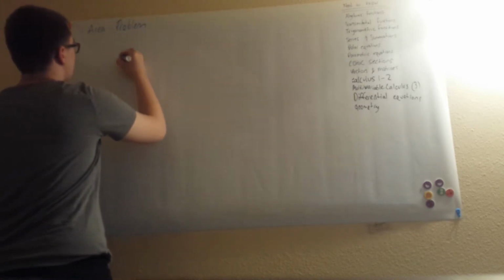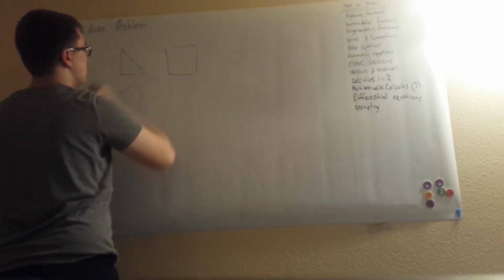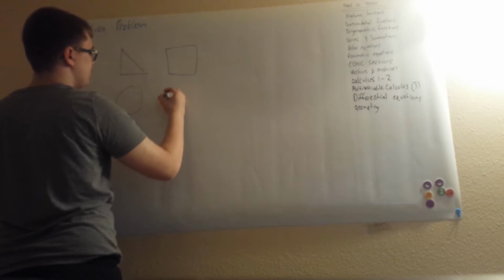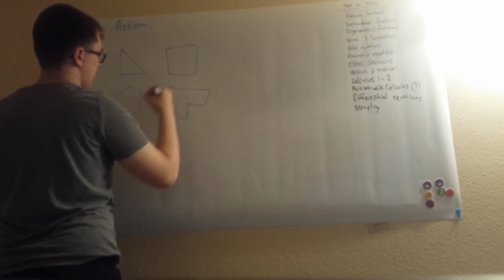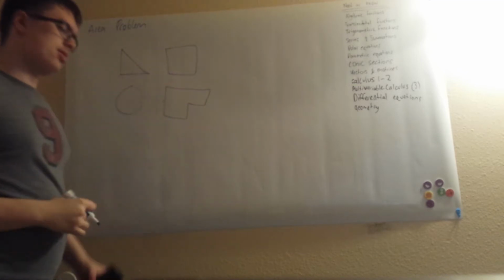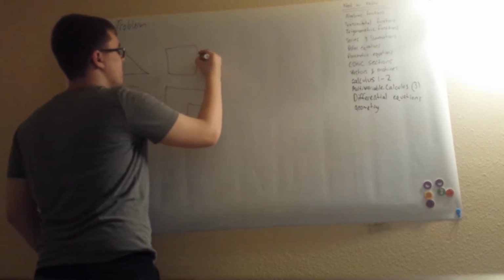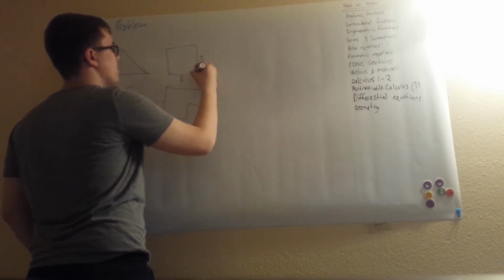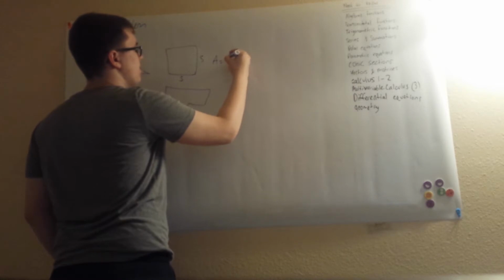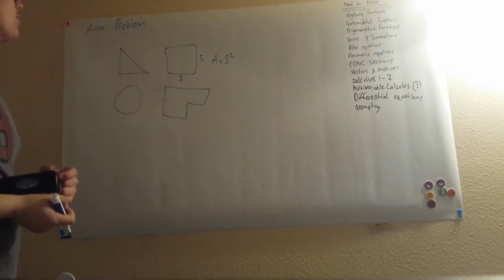So for a lot of years, we've been able to find areas of geometric shapes, and we can find these areas. We realize that squares have equal sides, so S and S. So the area is just length times width. It's S squared, the side squared.